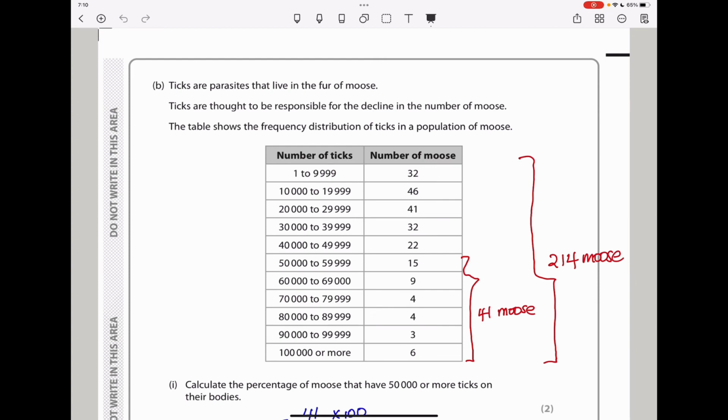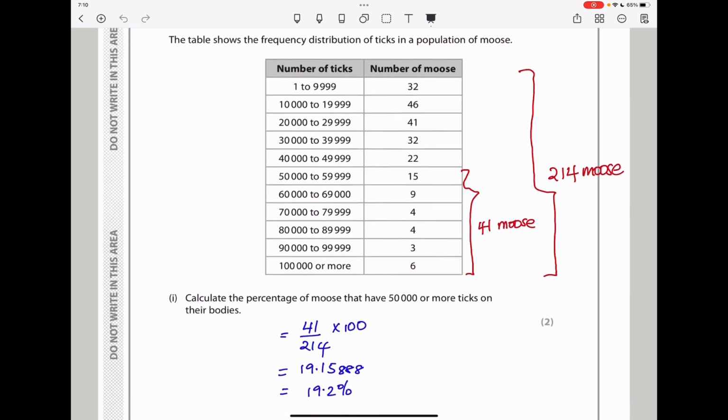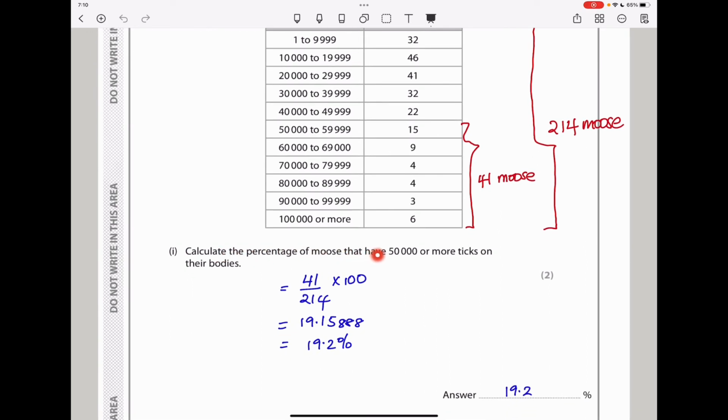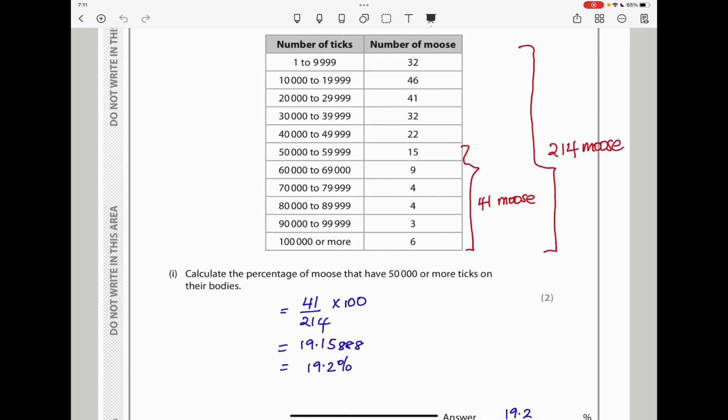They say, ticks are parasites that live in the fur of moose. Ticks are thought to be responsible for the decline in the number of moose. The table shows the frequency distribution of ticks in a population of moose. So we can see, I'll just continue down here. And then they say, calculate the percentage of moose that have 50,000 or more ticks on their bodies. So we can see 50,000 or more, they're going to be here.